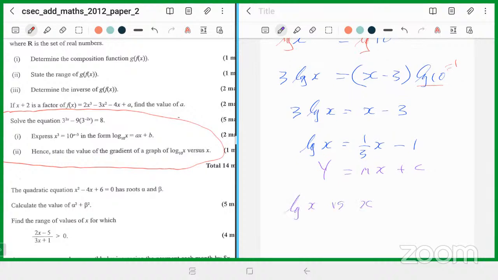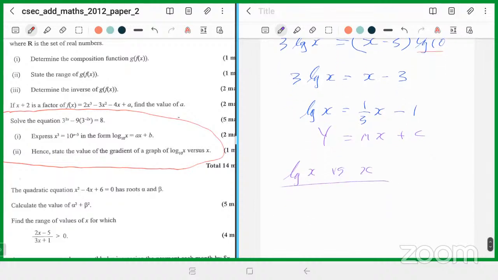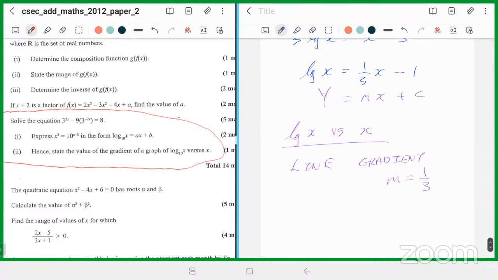So log x versus x is going to give us a straight line with a gradient of m equals a third. And if they ask for the y-axis intercept, or the log x-axis intercept, it will be c equals -1, if they wanted this. But this time, this is the answer. The gradient is a third. That is it.